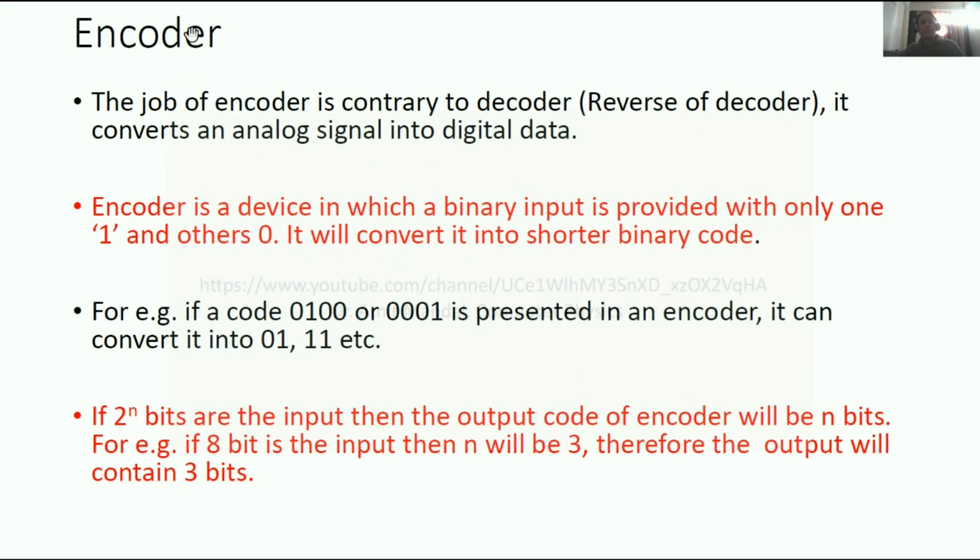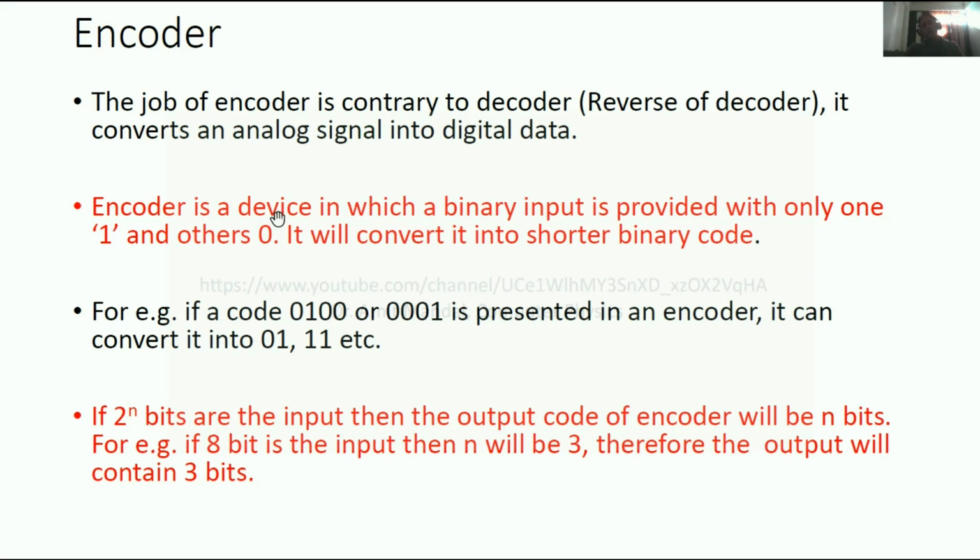So what is the job of an encoder? The job of an encoder is the reverse of a decoder. It converts analog signal into digital data. The decoder converts digital data to analog signal, but the encoder is just the contrary of the decoder. It converts analog signal into digital data.